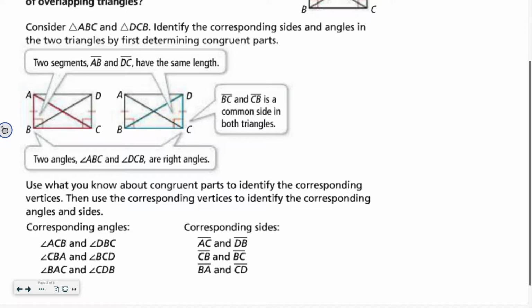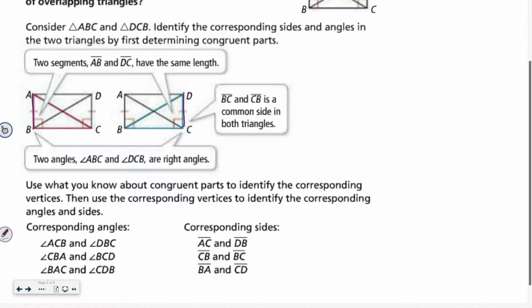This is something that you did yesterday in your homework, and you got a little frustrated trying to figure out what lines up with what, so that's why we're going to practice a little bit more with it. If I look, I can see that two segments, AB and DC, have the same length. So even though they're on different sides of the triangle, those are our congruent parts.